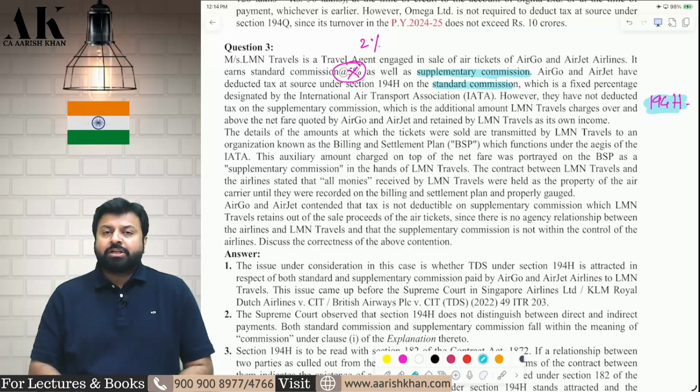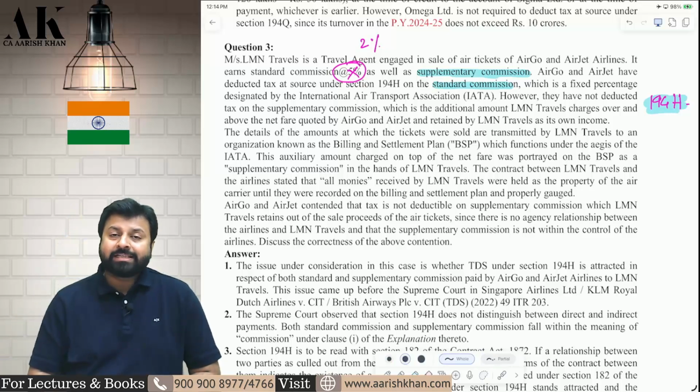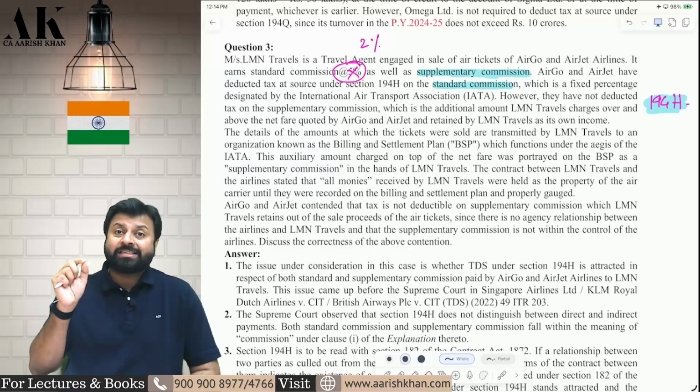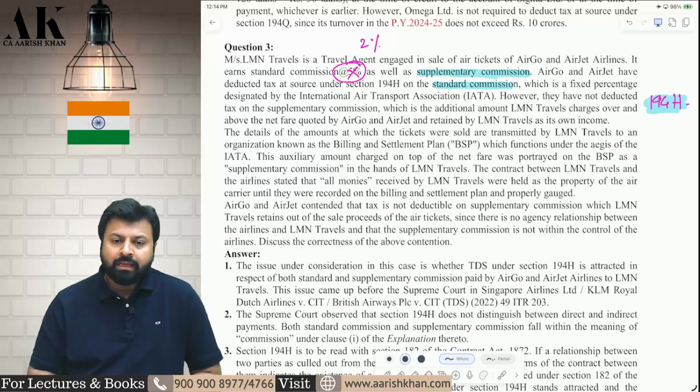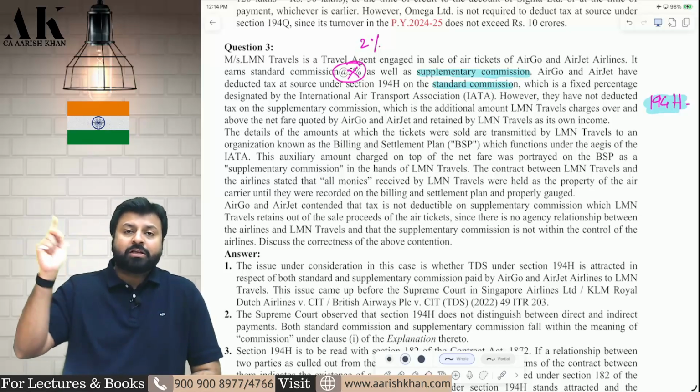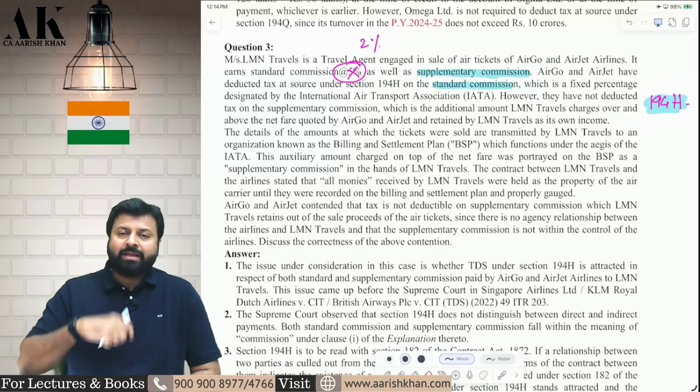So there are two types of commission which are earned by the air travel agents. One is a standard commission, one is a supplementary commission. Sir, what is a standard commission? Standard commission is a commission which is a percentage of the price which is decided by IATA, International Air Transport Association, they will decide. Some percentage of that will be considered as a commission.